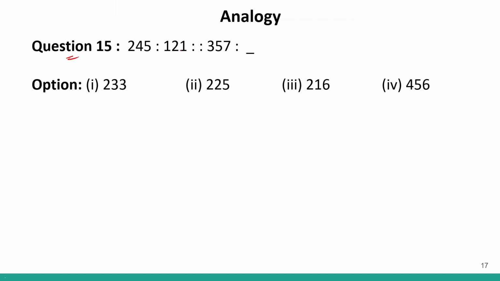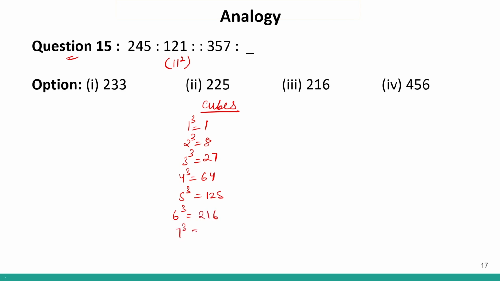So, let us, 121 is 11 square. Do you remember squares? Now, let us revise cubes also, okay? Cubes, 1 cube is 1, 2 cube is 8, 3 cube is 27, 4 cube is 64, 5 cube 125, 6 cube, how much? 216. 7 cube is 343. 8 cube is how much? 8 cube is 512. 9 cube is 729.